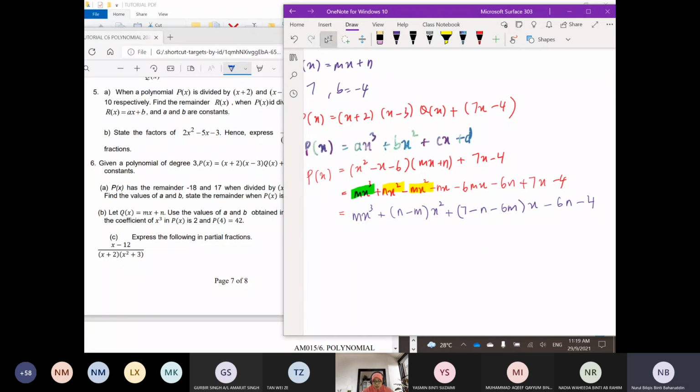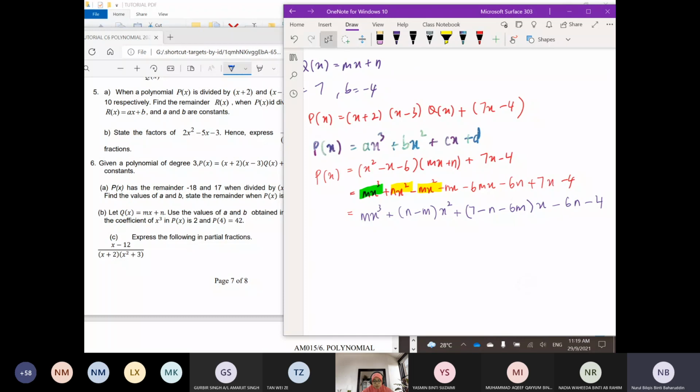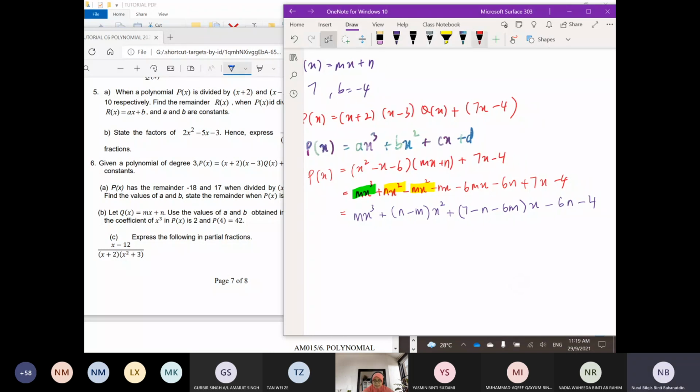Okay, so this is your polynomial with degree 3. From here, what we can see is your A is m, your B is n minus m, your C is 7 minus n minus 6m, and your D is here, minus 6n minus 4.